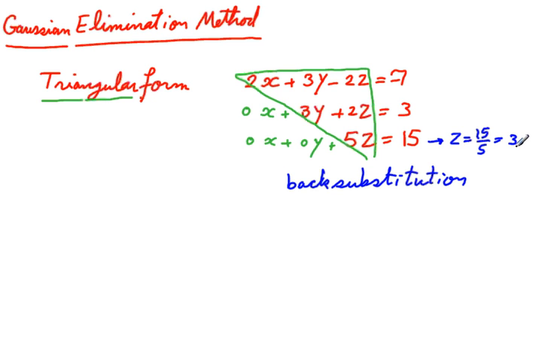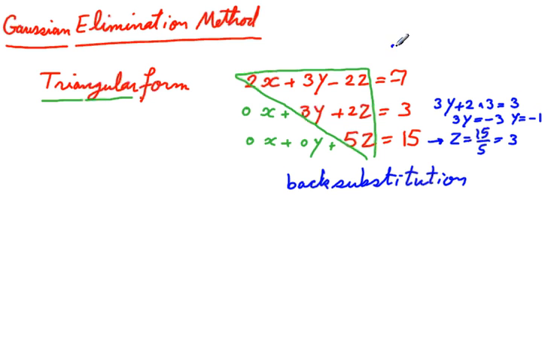You take this z, put it back here, so by now you have 3y plus 2 times 3 is equal to 3. So you clean that up. This is 6. Subtract 6 from both sides. You get 3y is equal to minus 3. You divide by 3, and what do you get? Y is equal to negative 1. And then you step backwards.